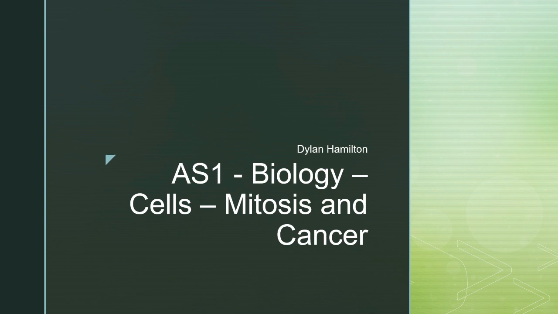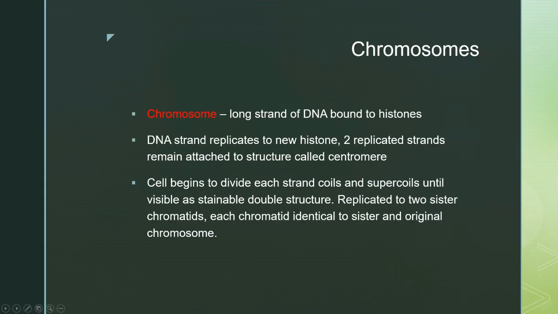We're going to do mitosis and a wee bit of cancer here, and then we're going to do meiosis, and then we're done with cells. Then we only have tissues and organs, and so that includes the ileum and the leaf, and then we're done with AS1. Let's get into this then straight away.